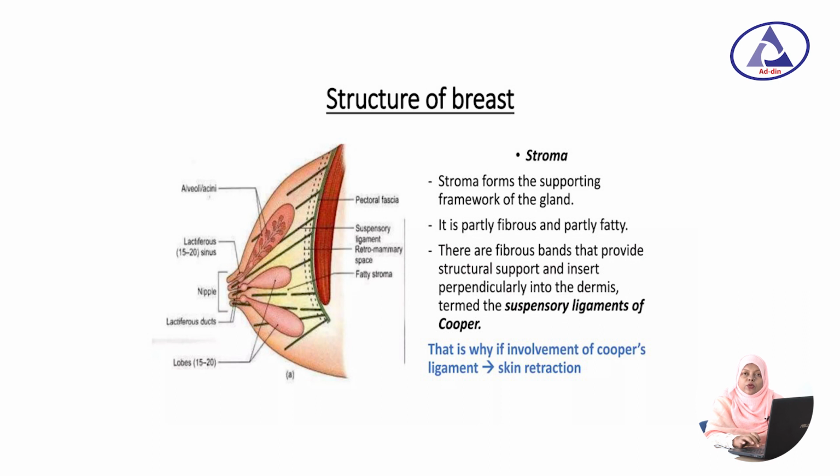This Cooper's ligament is very important because if any problem occurs in the Cooper's ligament, that causes skin retraction. So this is all about the main basic structure of the breast.